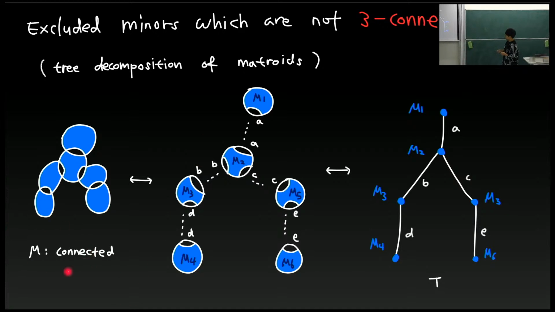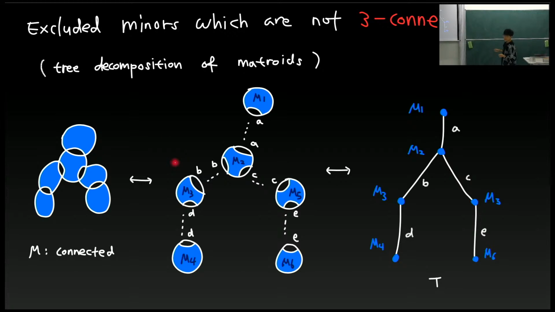Given a connected matroid M, we first start with a matroid-labeled tree. A matroid-labeled tree is a tree such that each vertex corresponds to some matroid, such that two vertices are adjacent if the two corresponding matroids share a common element, and two vertices are not adjacent if the two corresponding matroids define disjoint sets.